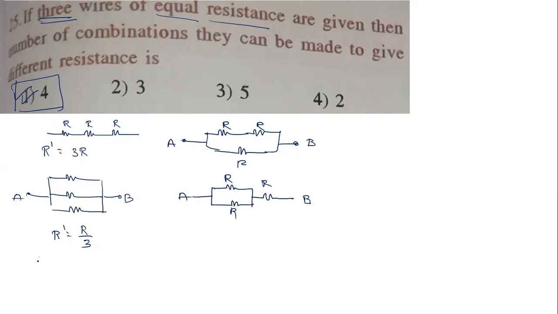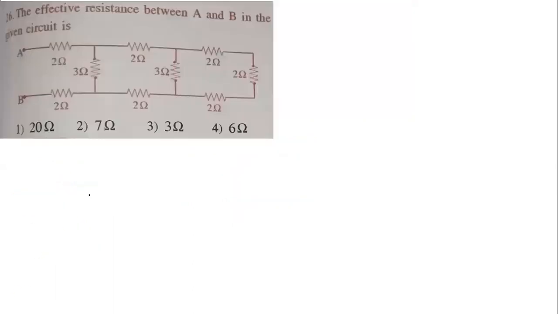That's question number 25. Look at question number 26. The effective resistance between A and B in a circuit is asked. I suggest that whenever you get any question like this, don't solve from the left side, solve from the right-hand side. Start solving from the end of the circuit. That is very important. If you start from the left-hand side, from A, you will get confused whether it is parallel or series. So always start from the right side.